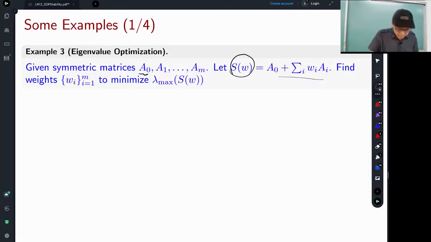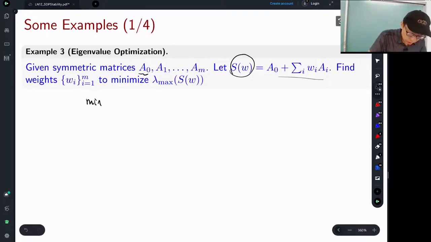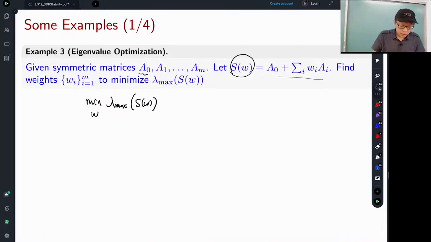There could be other cases too. For communication and signal processing, oftentimes you need to deal with eigenvalues or singular values as well. If you think about this as only a math problem, what we are trying to do is minimize lambda max of S(W), minimizing over W, where W are the weights.